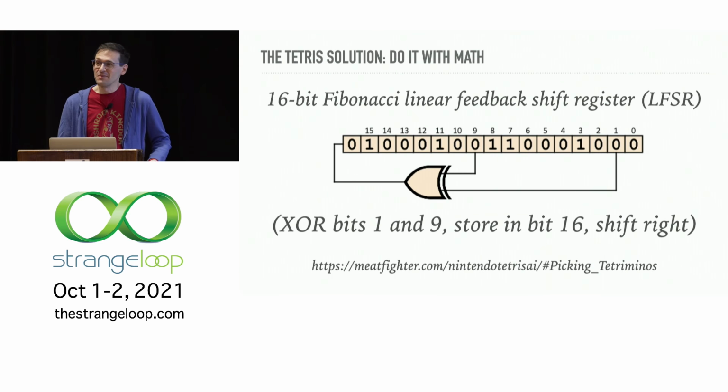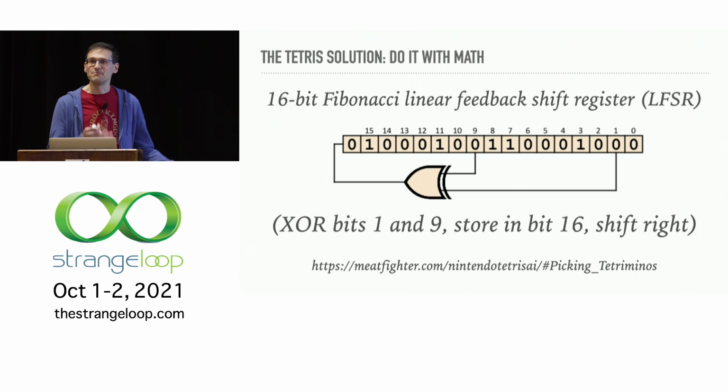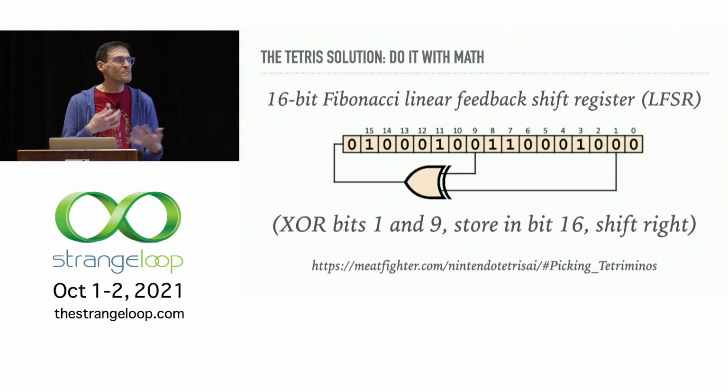The best one, probably, is Tetris. Not really surprising. Tetris does it with math, which is probably the way you should do it. They use this construct called a 16-bit Fibonacci linear feedback shift register, which is a complicated way of saying you have 2 bytes of memory, you do these weird bit-to-bit comparisons within your 2 bytes, and then you shift things around in particular ways. And that gives you a fairly convincing stream of pseudo-random numbers.